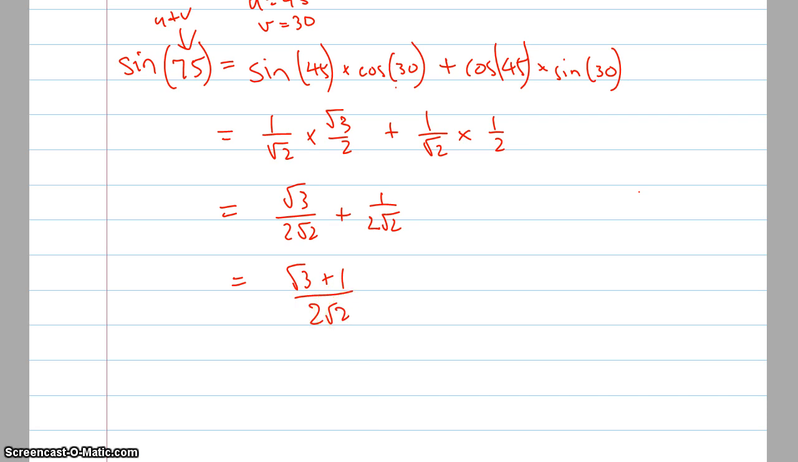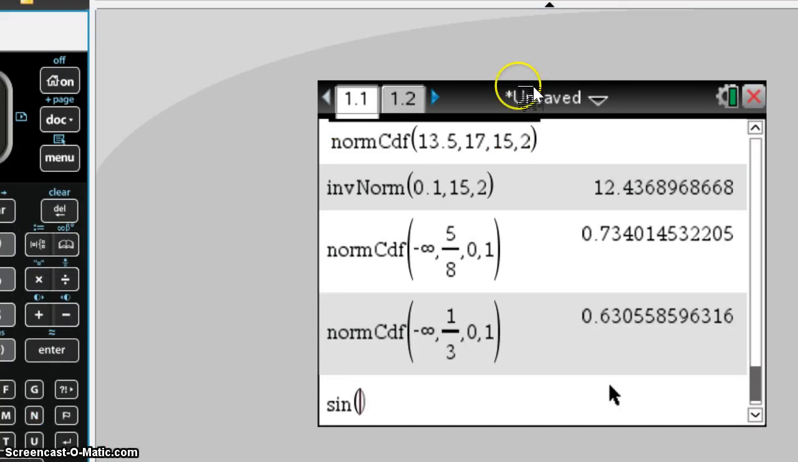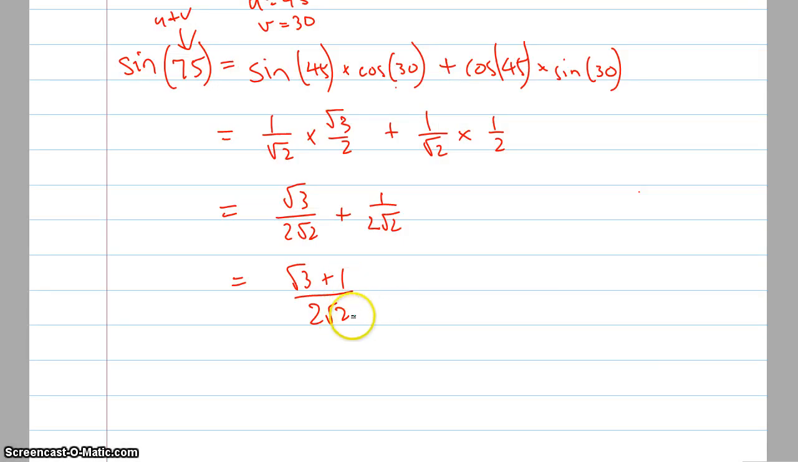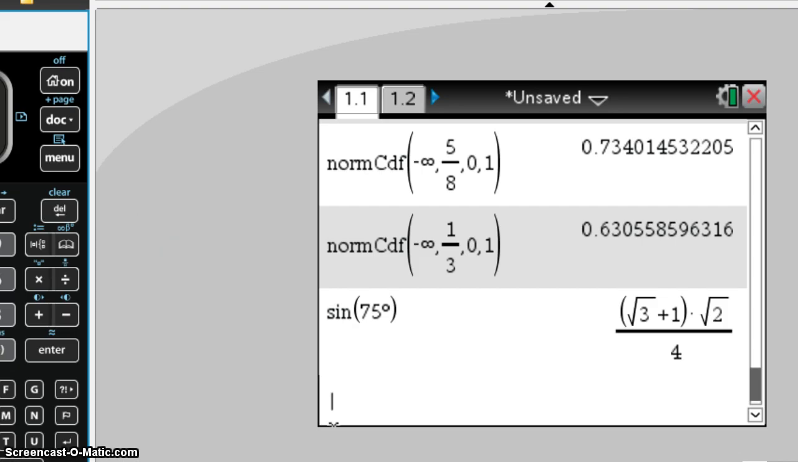I'll just check that on my calculator. So I'll do sine of 75, and I probably need to put my degree sign in. There we go. And what is that? Root 3 plus 1 all multiplied by root 2 over 4. I'm going to prove that my answer is exactly the same as that. I don't want the root 2 on the bottom, so I'm going to multiply everything by root 2. That means that it's root 3 plus 1 all multiplied by root 2 all over root 2 times root 2, which is 2, and so 2 times 2, which is 4. And I've got exactly the same as I did on my calculator.